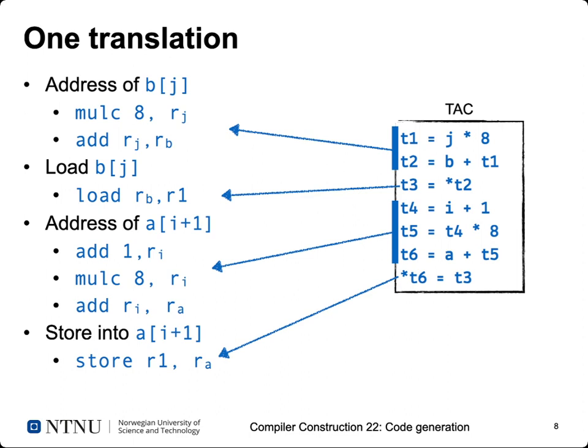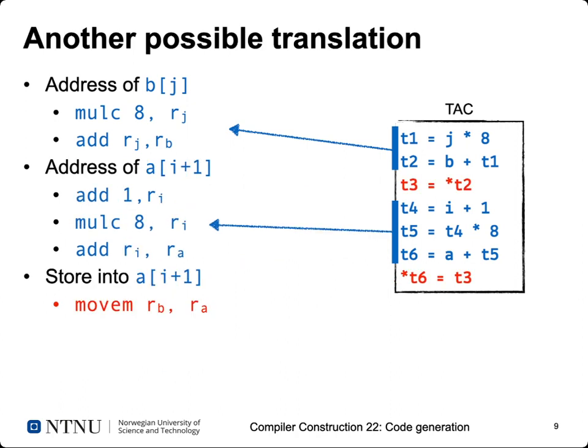So first we add 1 to our index i, which is stored in register ri. And then we multiply this index i again by the constant 8 and add this to our base address now of array A. So we add ri to ra. And finally, we have to implement that store operation here. So we store the value of r1, which we just loaded above here, into memory at location ra.